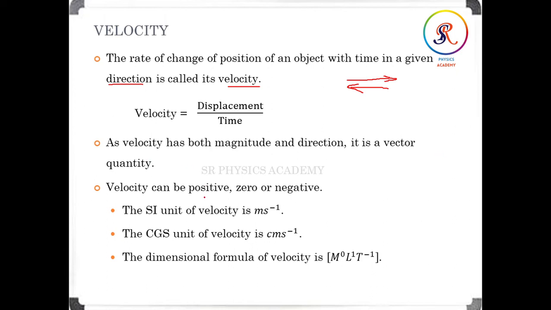The velocity can be positive, zero or negative. We already discussed this in the last classes: displacement can be positive, zero or negative. The SI unit of velocity is meter per second, the same as speed, because displacement is measured as final minus initial, the shortest path, so distance is in meters and time is in seconds. The CGS unit of velocity is centimeter per second. The dimensional formula of velocity is M power 0 L power 1 T power minus 1.